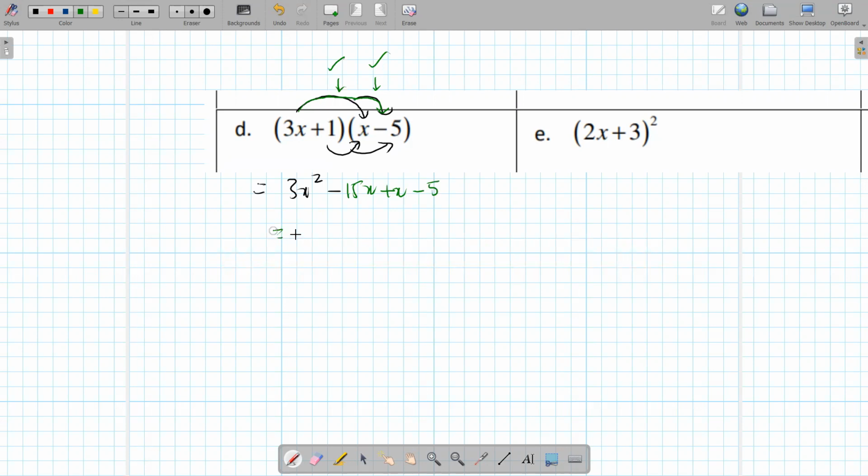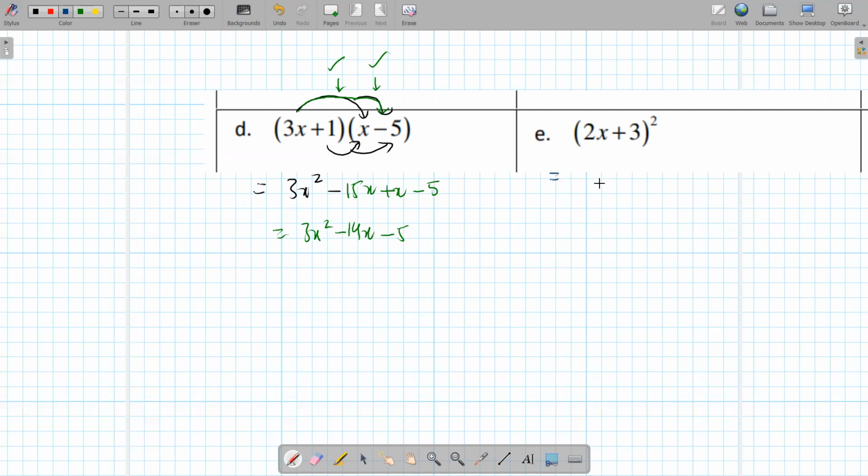If you group up the like terms, what do you get? 14x. Positive or negative? Negative. Yeah, so minus 14x. There you go, we're done with this. Let's look at the next one.